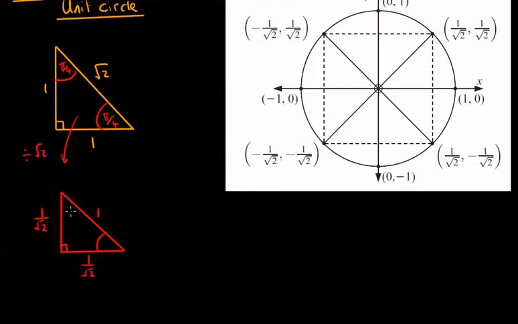But the angles don't change. If you scale a triangle down, then the angles don't change. So this would still be pi over 4, and this would still be pi over 4.